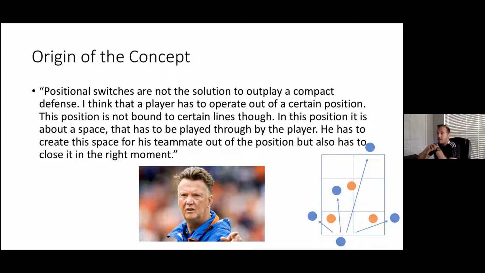I think that a player has to operate out of a certain position. This position is not bound to certain lines though. In this position, it is about space that has to be played through by the players. So every player should have a specific space that they play through. And the way to beat a compact defense is spread out these positions and keep these positions and play through these players. These players, he has to create the space for his teammate out of the position, but also has to close it in the right moment, right?